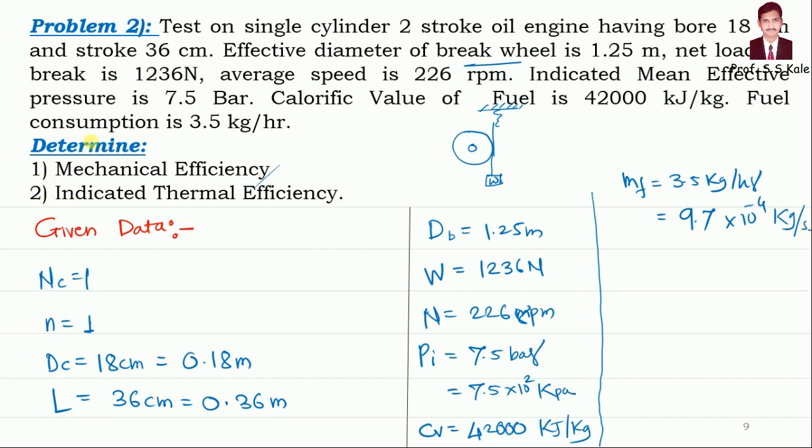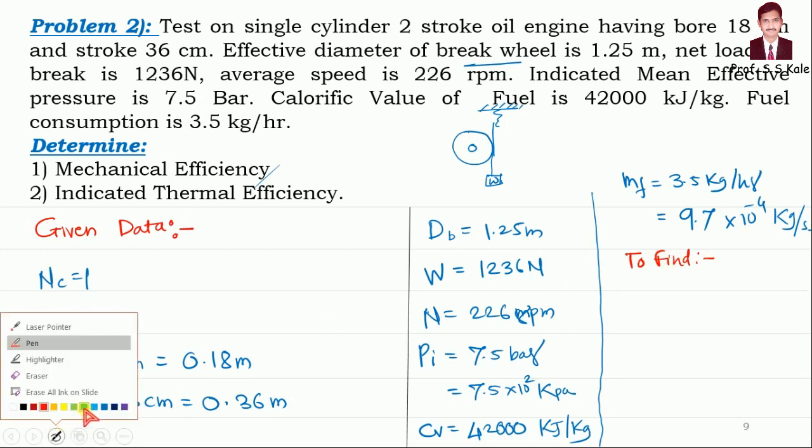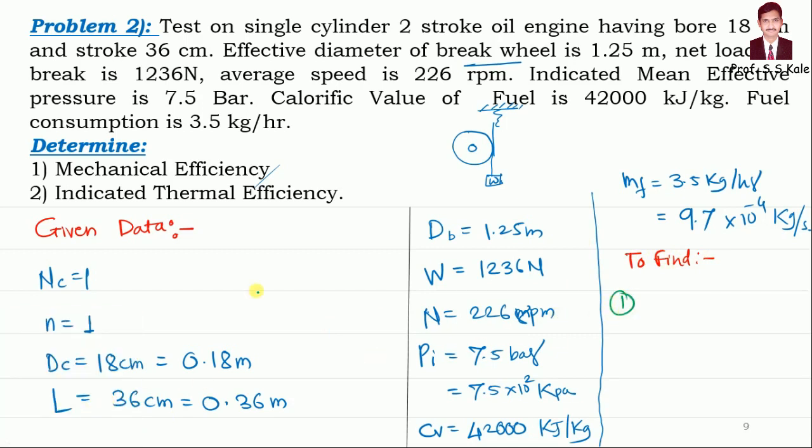Now let me write what we have to find out. The first one is mechanical efficiency, so we have to determine mechanical efficiency. The second is indicated thermal efficiency, I write ITH, indicated thermal efficiency. Two parameters we have to determine. First is mechanical efficiency, second is indicated thermal efficiency. Let's go for the mechanical efficiency first.